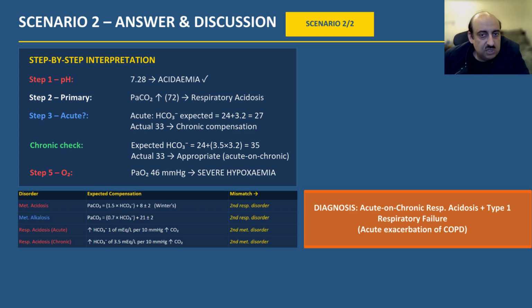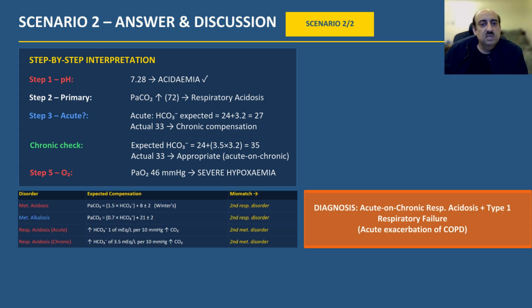In our situation, the bicarb is 33, which means that because of the respiratory acidosis, the bicarb has dropped slightly, which is an attempted compensation by the metabolic system for the respiratory acidosis. So again, this is an appropriate acute and chronic type 2 respiratory failure. Oxygenation, step 5: the PaO₂ is obviously 46, very low, so it's severe hypoxemia.